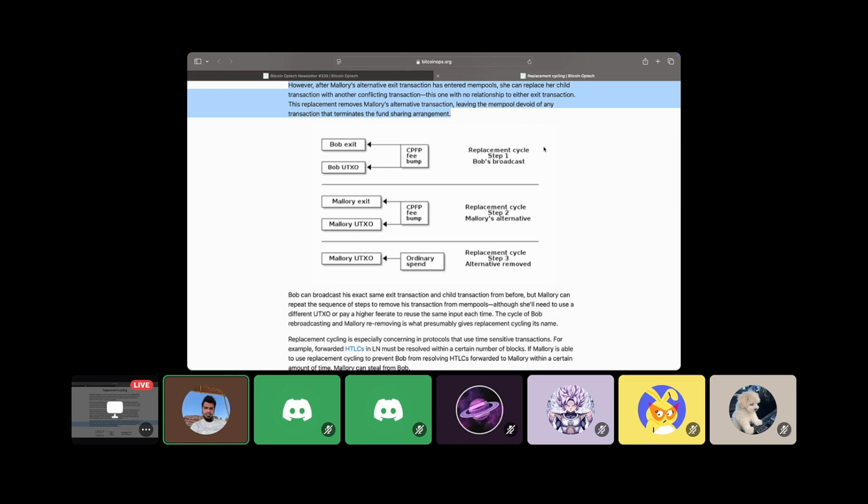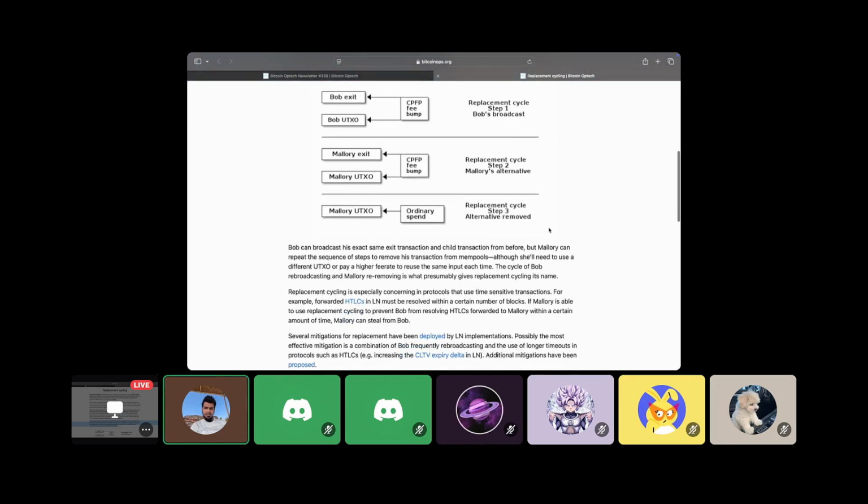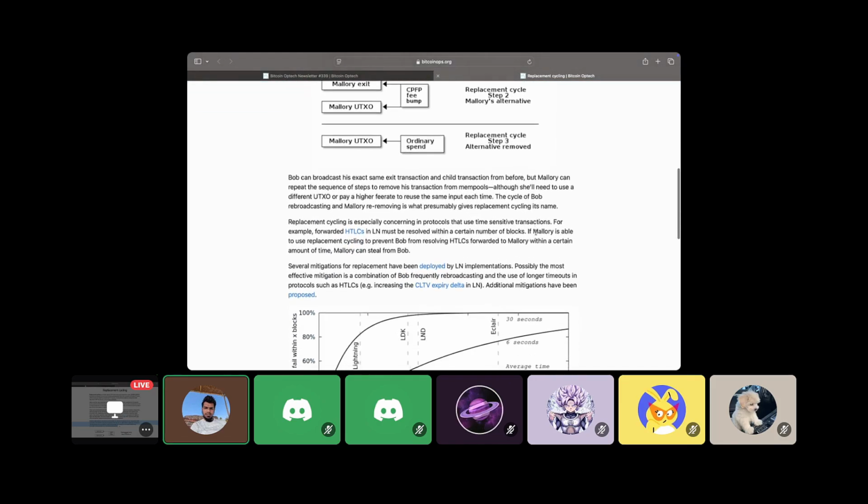And for Bob to exit this unilateral transaction, either the first has to get confirmed or the second has to get confirmed, right? But before the first gets confirmed, Mallory broadcasts the second, and the first gets evicted. Before the second gets confirmed, Mallory broadcasts the third, and the second gets evicted as well. So this way, Mallory can keep on performing this replacement cycle attack and thereby prevent Bob from exiting the Lightning channel. We'll just read this till the end. Then we'll see if you have any questions.